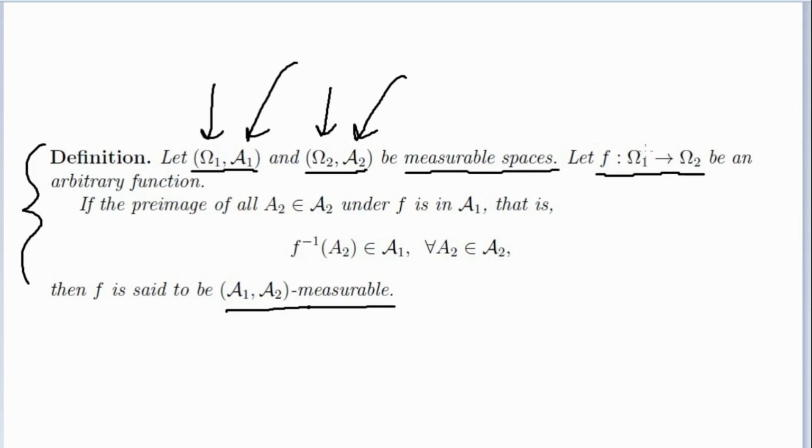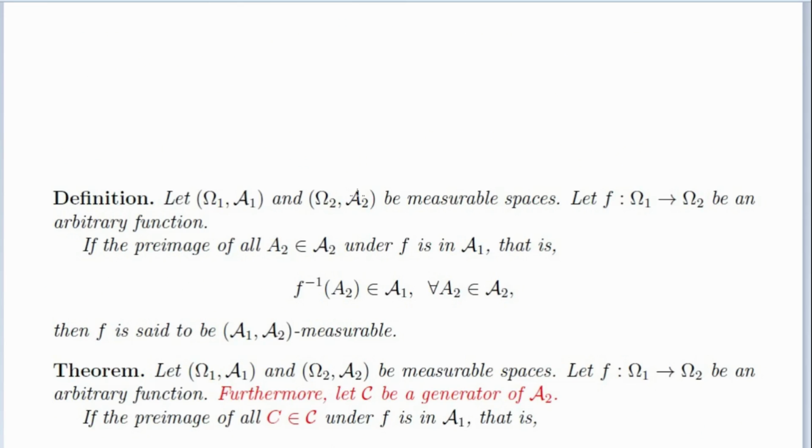If we want to show, normally, whether this function f is measurable or not, then we need to test every element of A2 and see if its pre-image under f is in A1. And if that is the case, then f is said to be A1, A2 measurable. Now in this video, we want to prove a theorem that will lessen our burden in having to test all of these elements. So let's take a look at that.